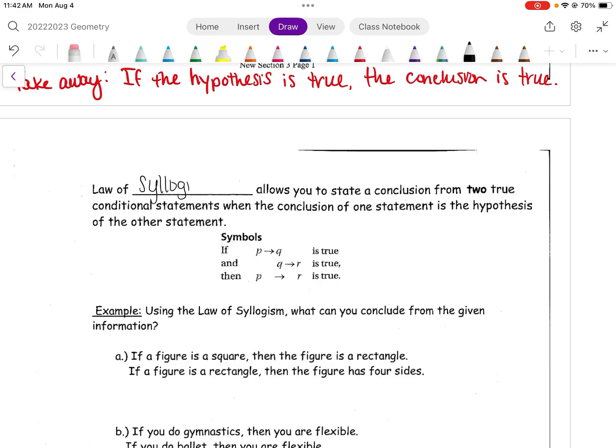All right, next law. This is the law of syllogism. The law of syllogism allows you to state a conclusion from two true conditional statements. So this one is going to have two if-then statements, unlike the last one. So when the conclusion of one statement is the hypothesis of the other statement, then you have a true law of syllogism. So let me explain this. Let's read this first. If P then Q is true, and Q then R is true, then P then R is true. I like to call this the chain of events. This is the easiest way to explain it. Chain of events.